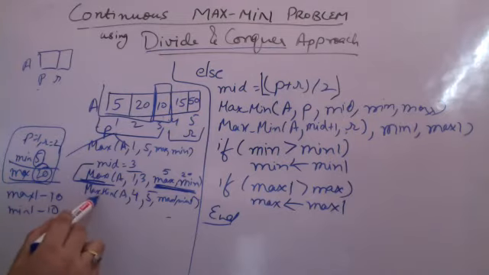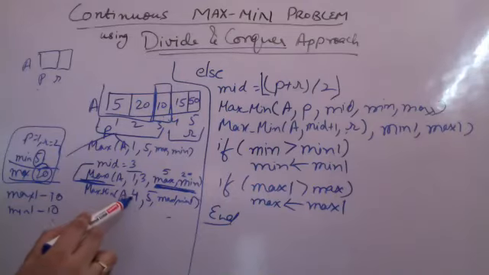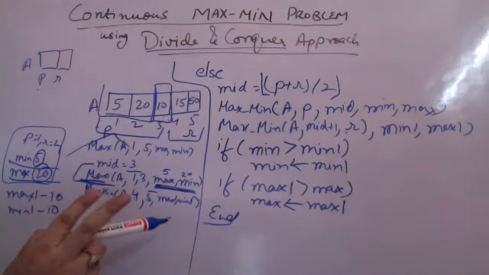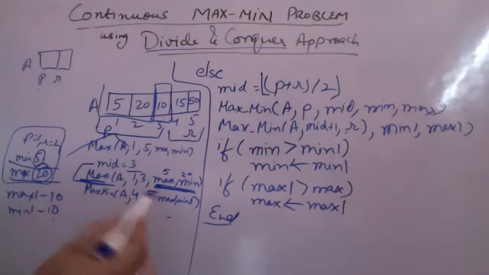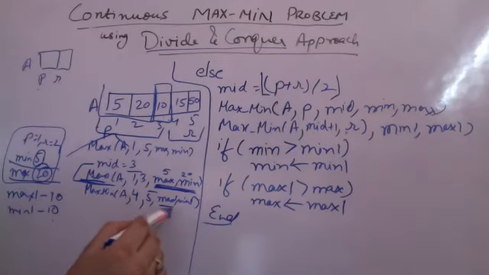Then when I am calling max min on 4 to 5, now 4 is not equal to 5, but 4 is equal to 5 minus 1. So it is the second if statement. In that case, I am checking 15 less than 50. That means max becomes 50 and min becomes 15.